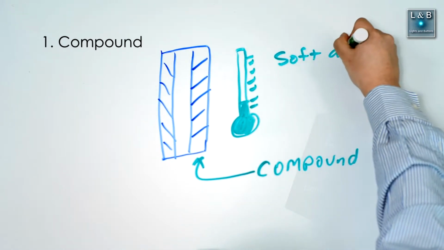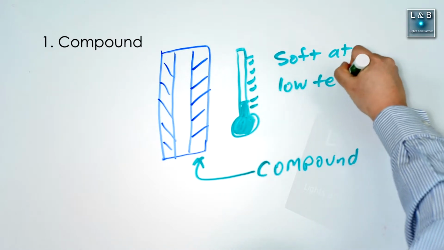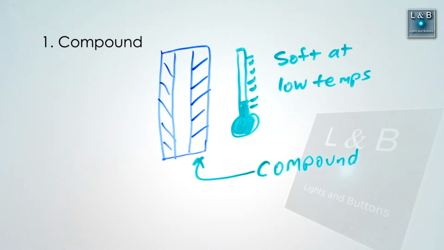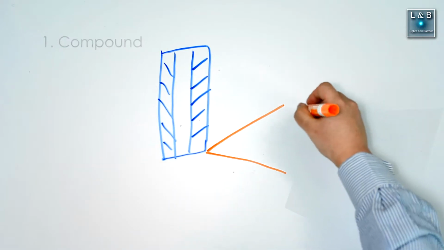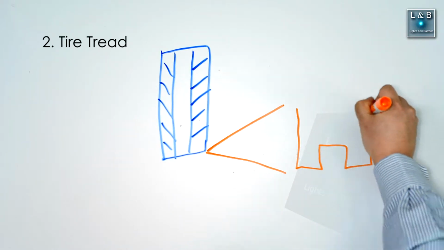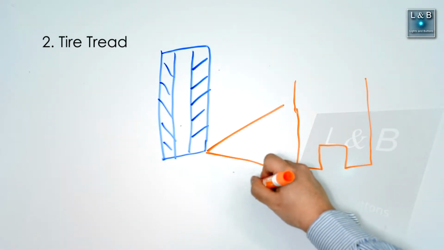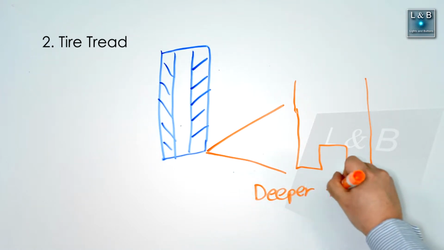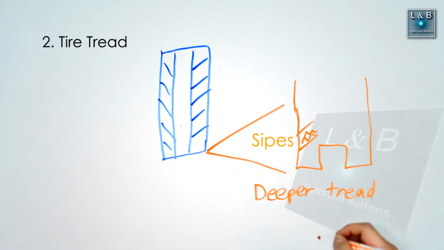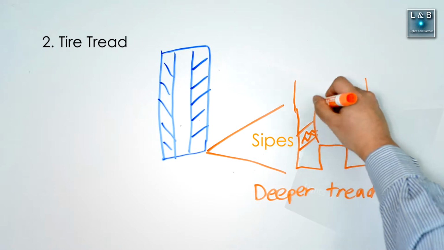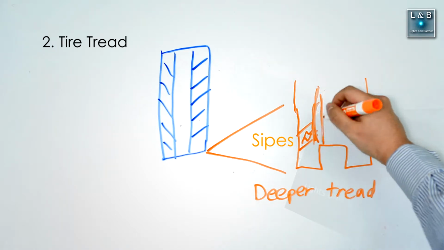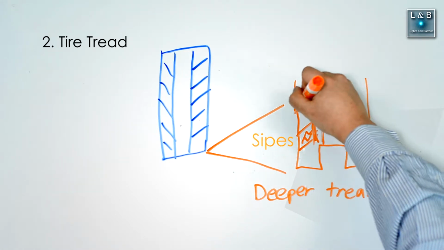This is important because softer rubber will grip the road much better. Speaking of gripping, that leads us to point number two, which is tread. Tires have different types of tread design, and in winter tires, there are also sipes, which are those little zigzag cuts. Those help with traction in winter weather, and the treads are also deeper in these types of tires.